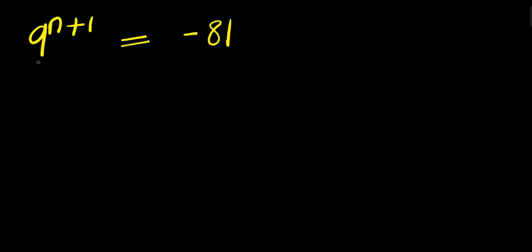Hello, how to solve 9 power n plus 1 equals negative 81. Solving for the value of n that satisfies this equation. So let's start. If you have a power x plus y equals a power x times a power y.